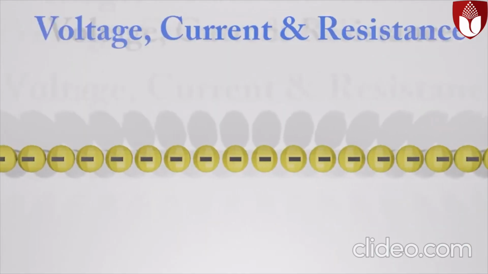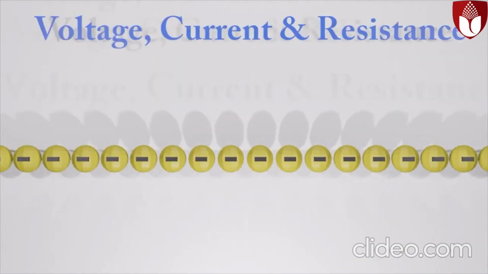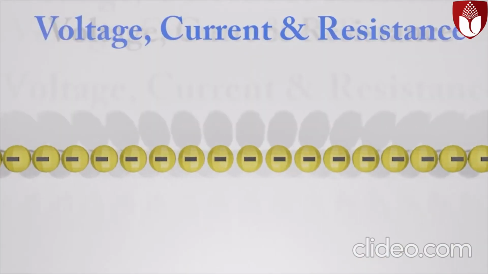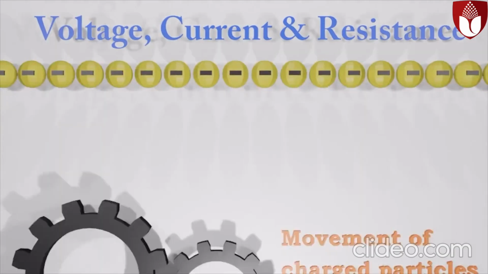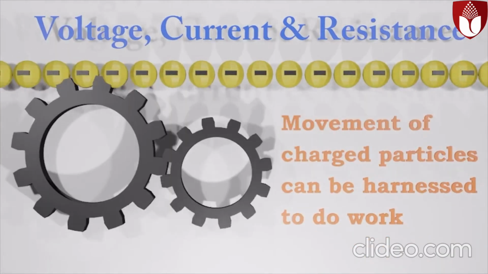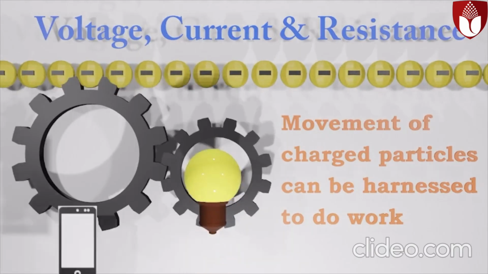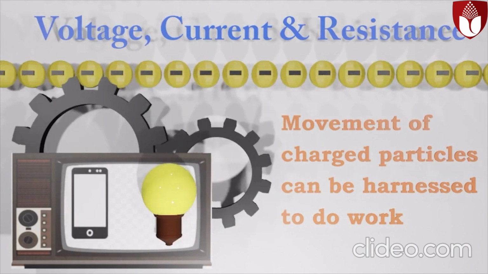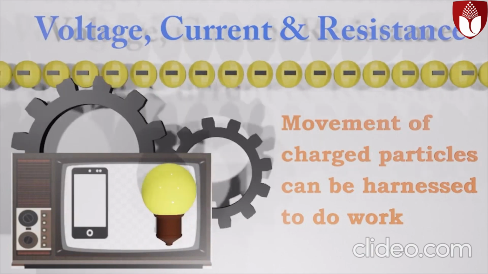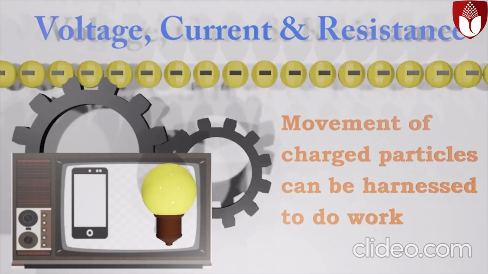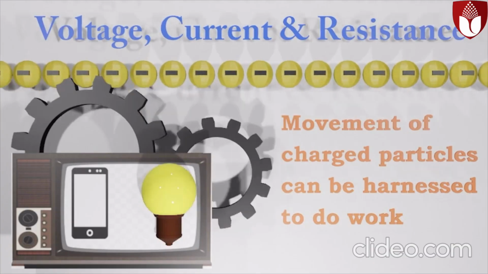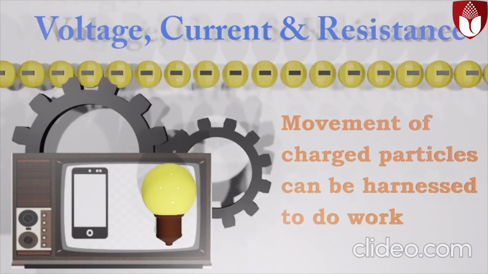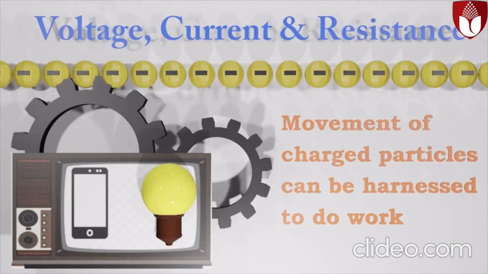Electricity is the movement of electrons. Electrons are charged particles. The movement of these charged particles can be harnessed to do work. Your light bulb, your mobile phone, your TV, your computer, all are harnessing the movement of the electrons in order to do work. They all operate using the same basic power source, the movement of electrons.